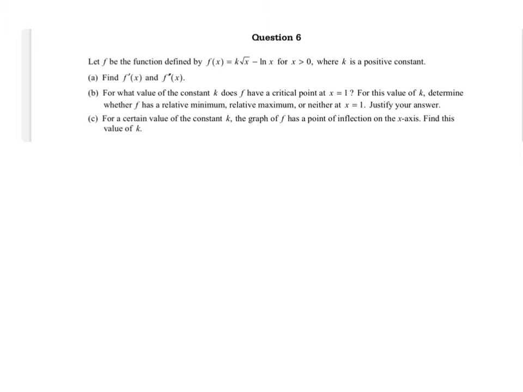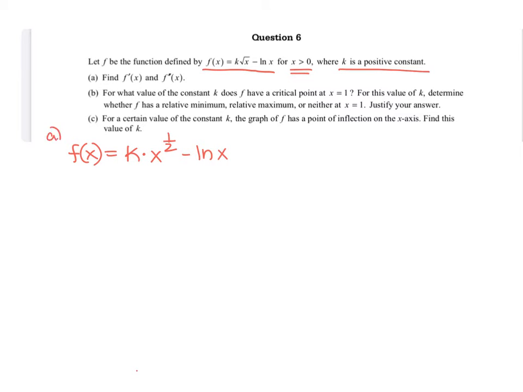Okay, let's take a look at question 6. So we have this function. It's defined right here for all values greater than 0, and k is a positive constant. And they want us to find our first and second derivative. So I am going to first rewrite this, written as k times x to the 1/2 minus ln of x. So I'm ready to do my power down rule.